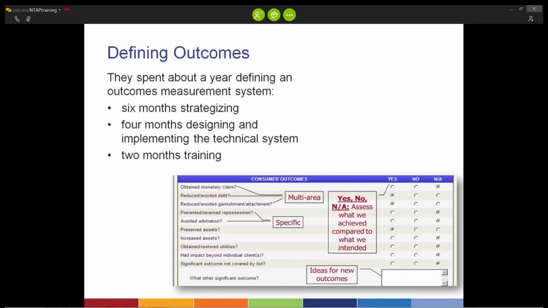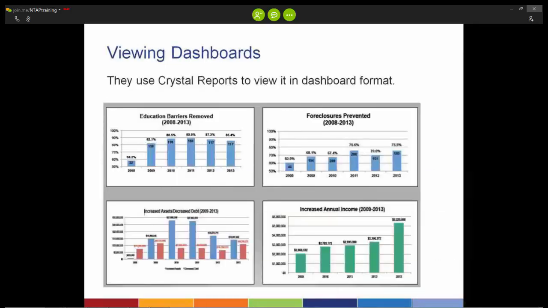They actually built it on top of, I think this is Kemp's, but it's since been rolled into Kemp's, so you would no longer have to build this. And then there were 2 months of training at the end to make sure that people knew what they were supposed to be doing. What we're looking at is the form that an advocate would use to define the outcomes on a case. Any given outcome could be a yes, no, or a not applicable. A no means we tried for it, but it didn't happen. A not applicable means we never really tried.